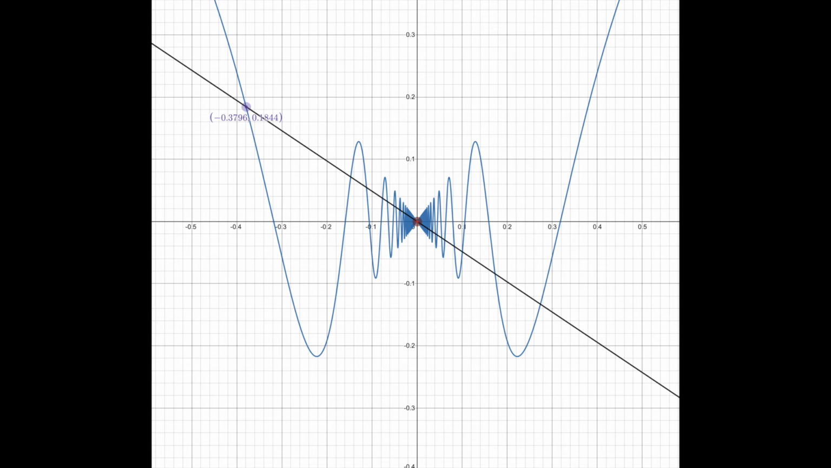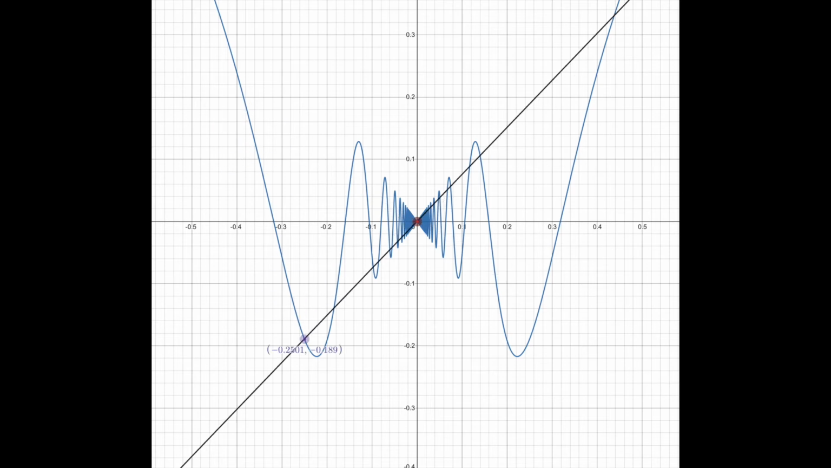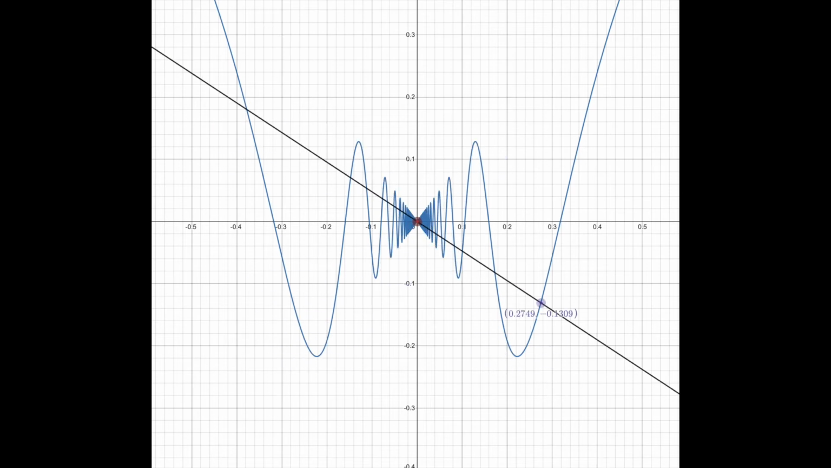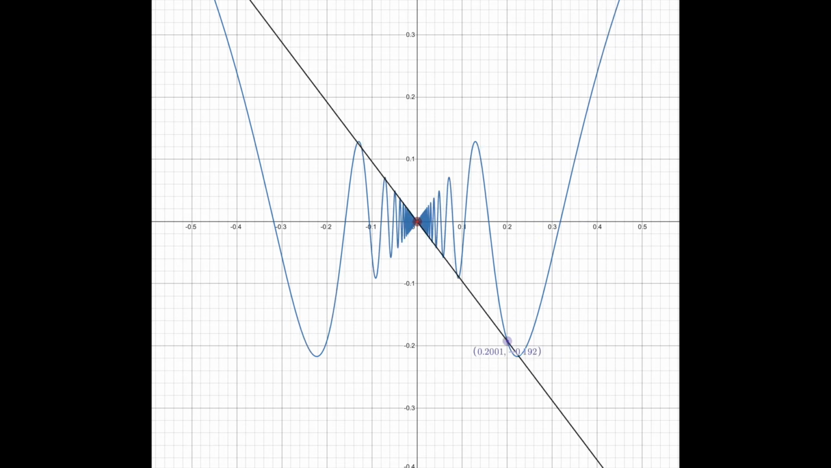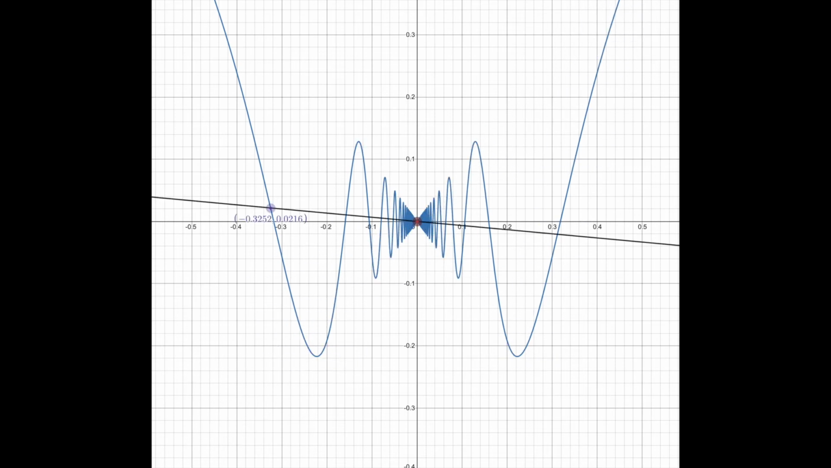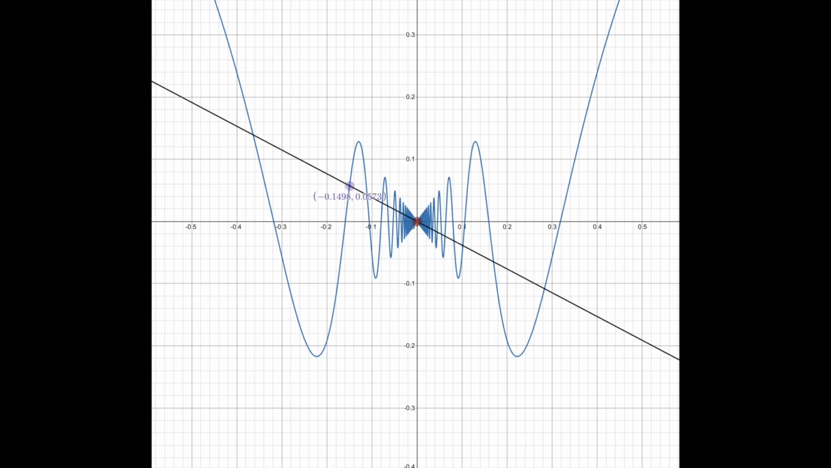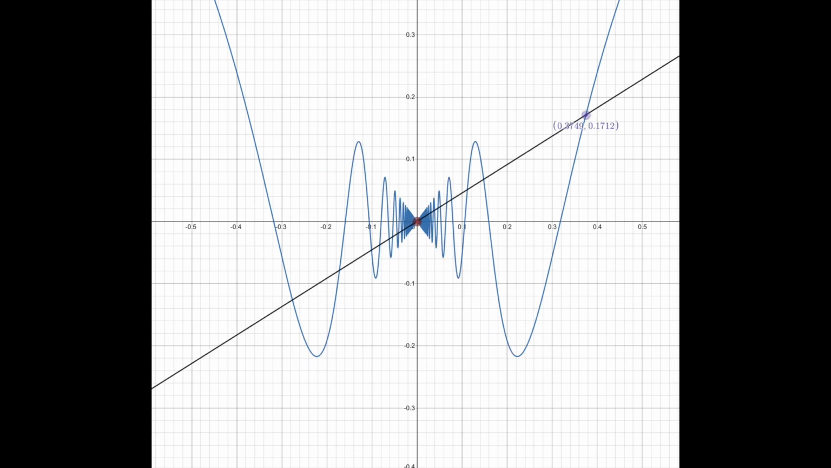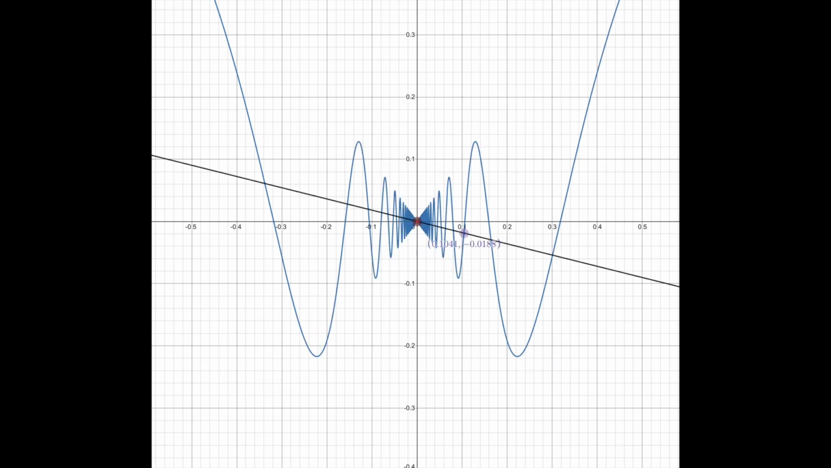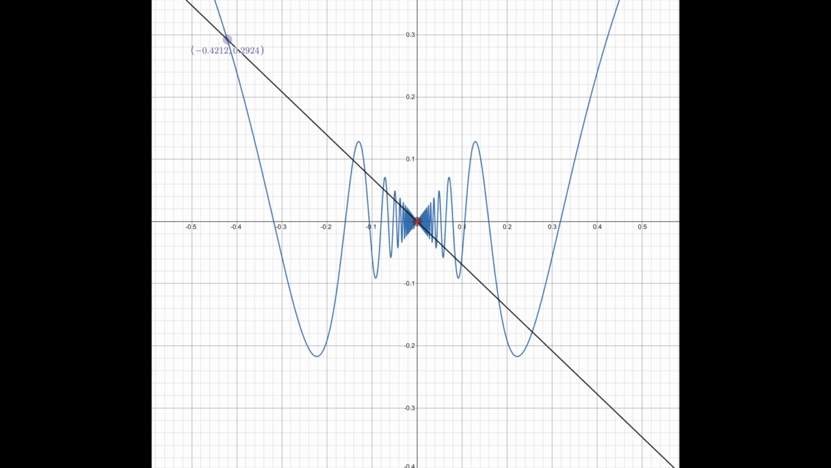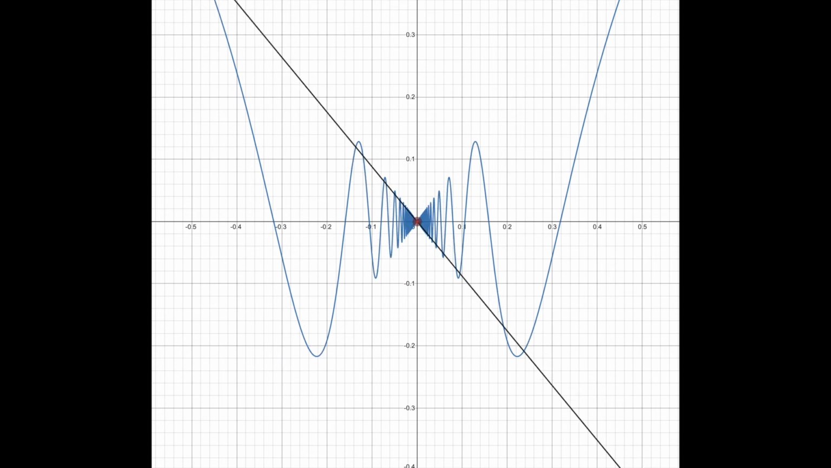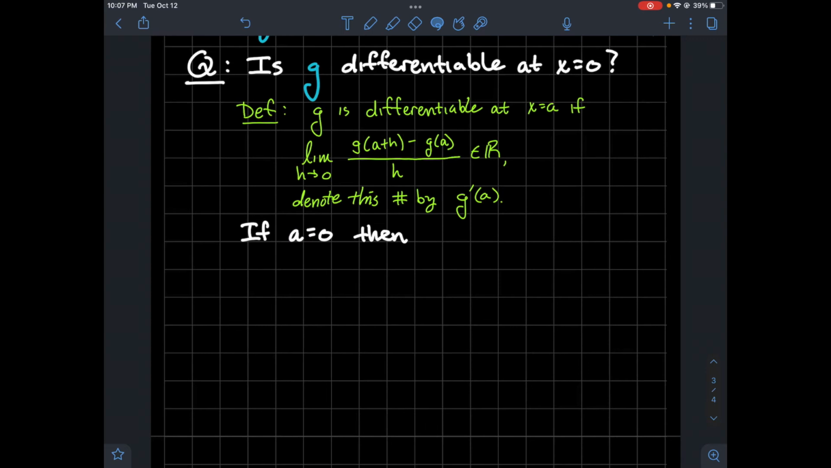So I've got the secant line here from 0 plus h to 0, and as h goes to 0, that purple point gets close to the red point. What I want you to notice is that when it passes over the origin, the slope of the secant line goes nuts, and it never settles down on an actual number. So I'm pretty sure the slope of the tangent line probably doesn't exist at 0. Now let's show that a little bit more formally. That's the definition we're going to work with.